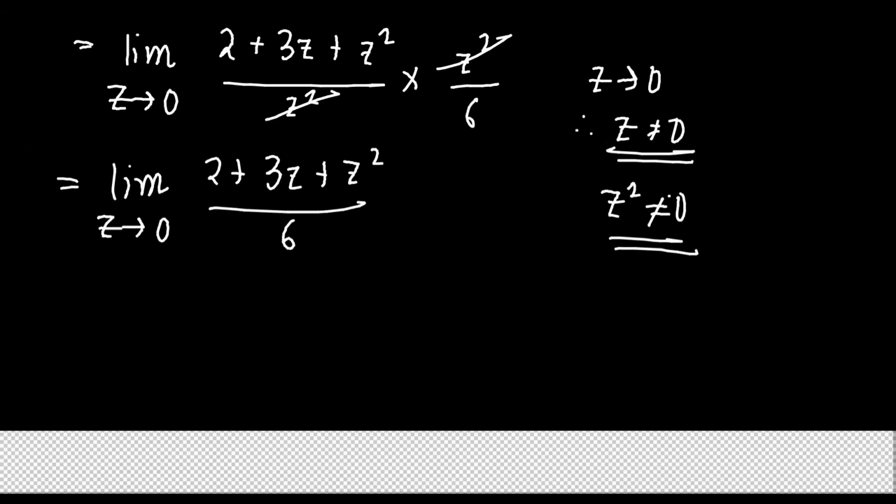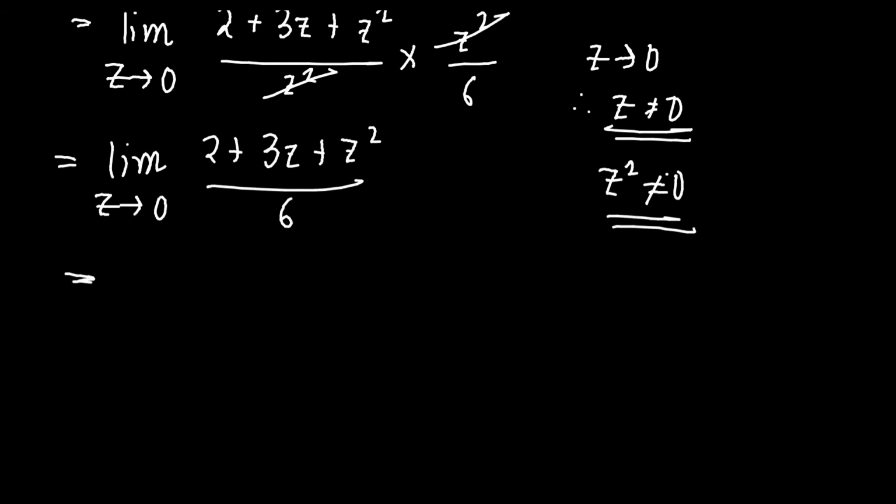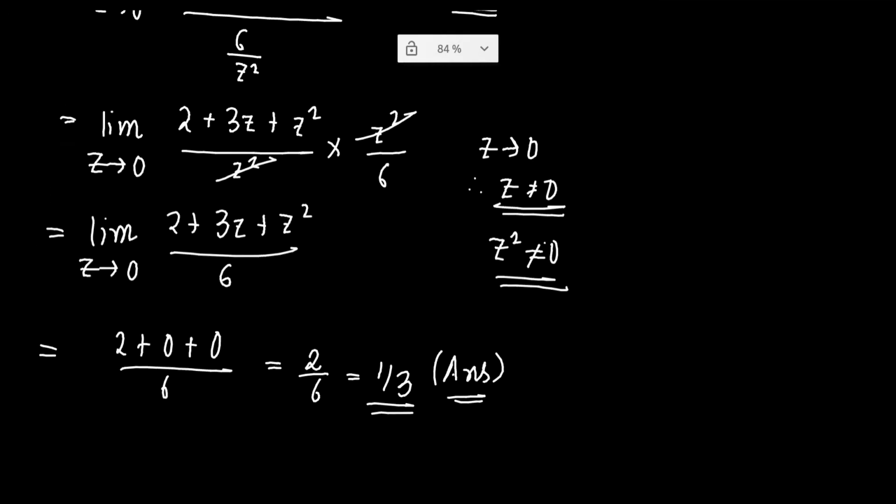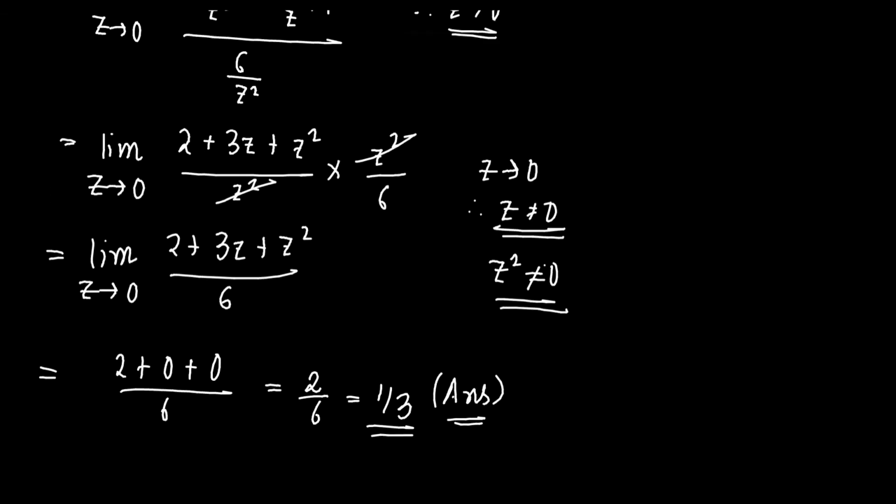Now if we put the limiting value of z, that is 0, we can write 2 plus 3 into 0 plus 0. So it is 2 plus 0 plus 0, since obviously it will be 0, so it is 2 by 6, it is 1 by 3. This is our required answer for this question. Okay, so the evaluated value is 1 by 3.